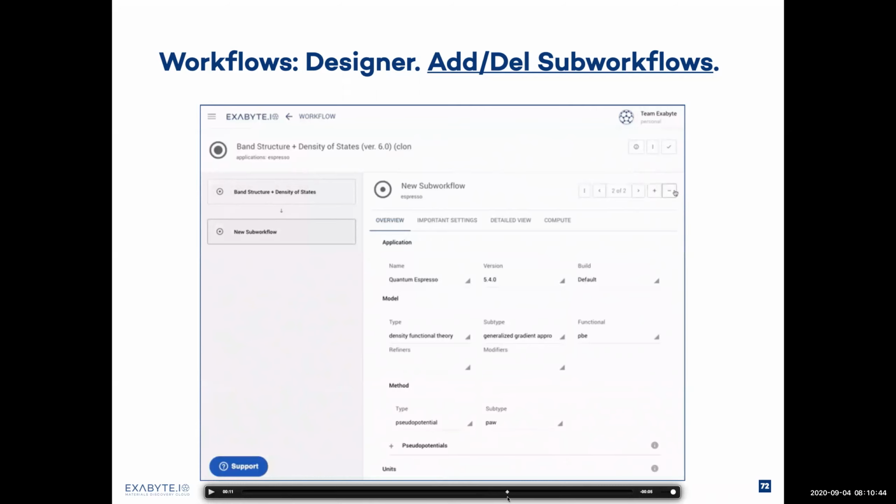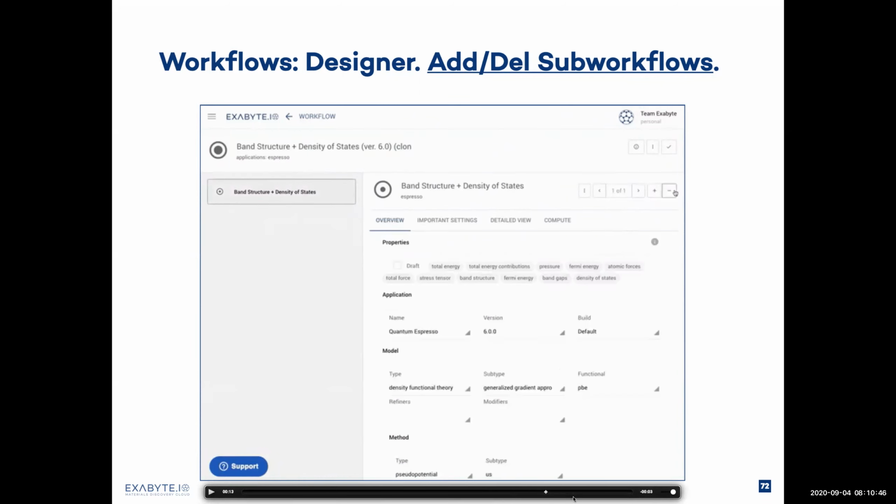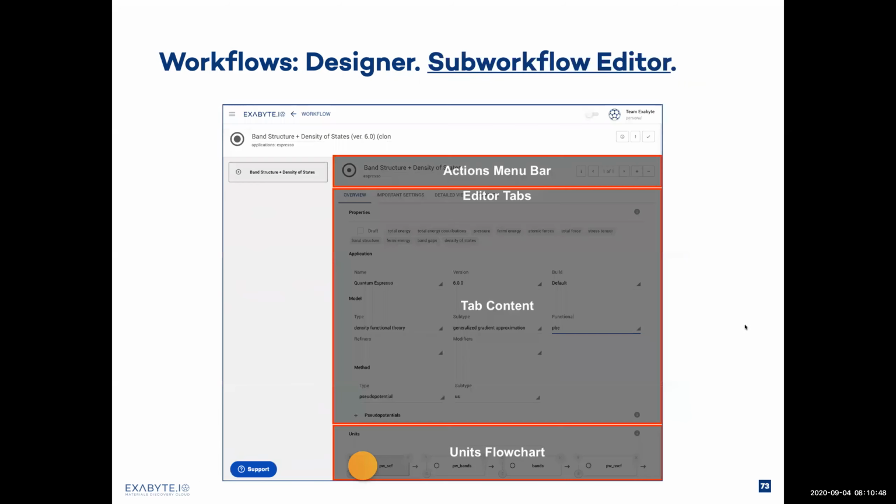Then we can switch between these two sub-workflows, and we can delete one. Now inside the sub-workflow editor, we can adjust the information about the simulation engine and the model parameters used inside the sub-workflow. And we also have the units flowchart, the flowchart of how the units inside this sub-workflow are connected.